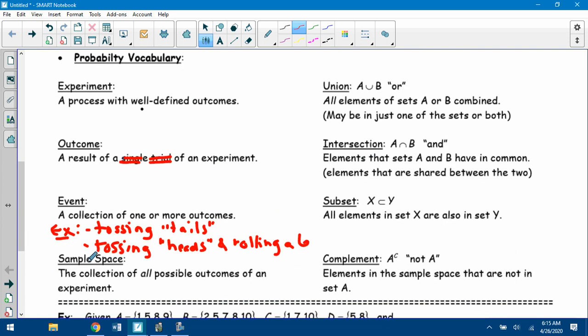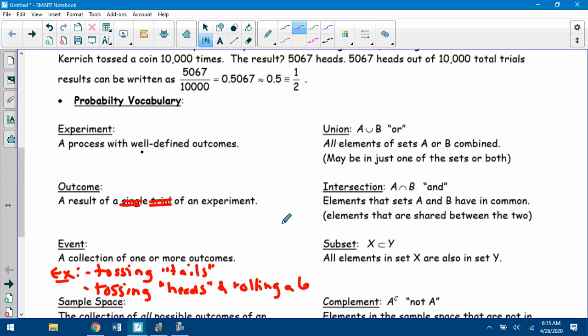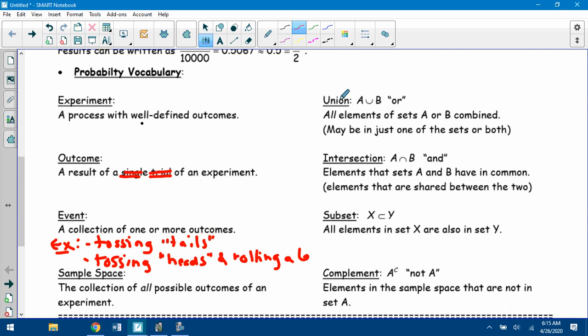Now that we're starting to talk about sample spaces or sets, we can talk about these words: union, intersection, subset, and complement. Union is this little U-like shape, which is nice, U for union. You can kind of think of it as or. All elements of set A or set B combined may be in just one of the sets or both of them.